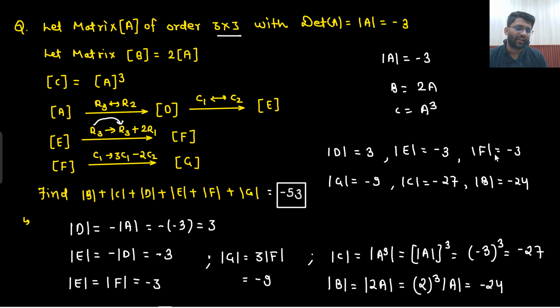3 and 3 gone, minus 3 and minus 9, that would become minus 12. Minus 12 plus minus 27, that would become minus 39. And minus 39 plus 24, what would that become? 39 plus 24 is 63. Understandable? So the answer is minus 63.